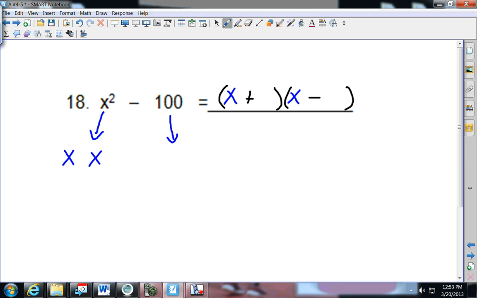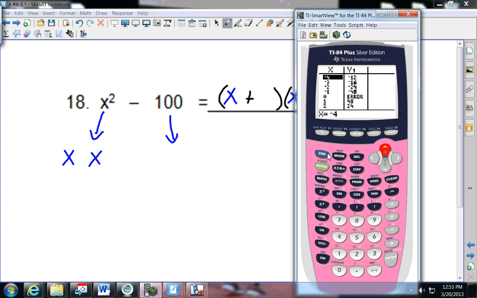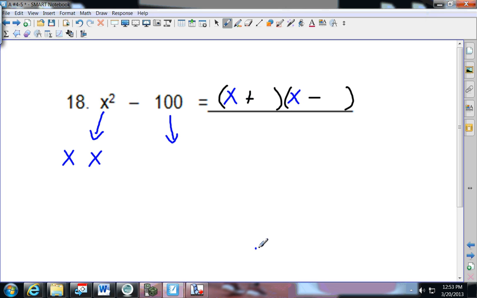Now 100, you're looking for the number that multiplies by itself to give you 100. If you don't know what it is, you can go into the calculator and go to the square root sign, second, the x squared button right here. Put in there 100 and press enter. That's 10. So that means 10 times 10 is 100. So it'll be x plus 10 and x minus 10.